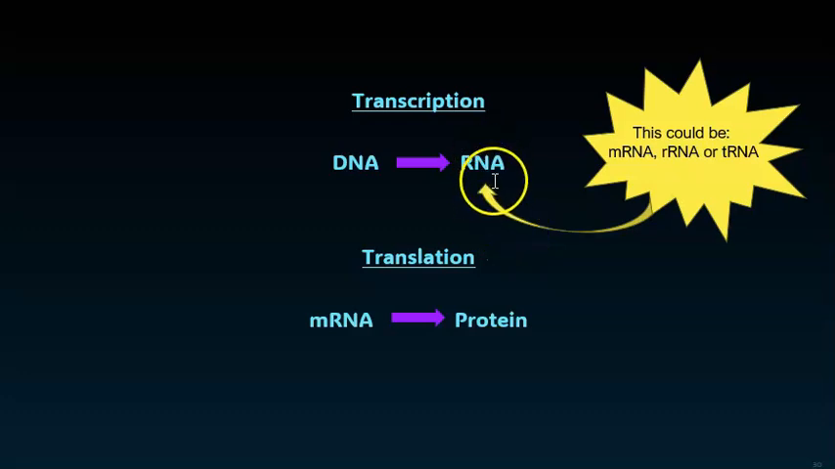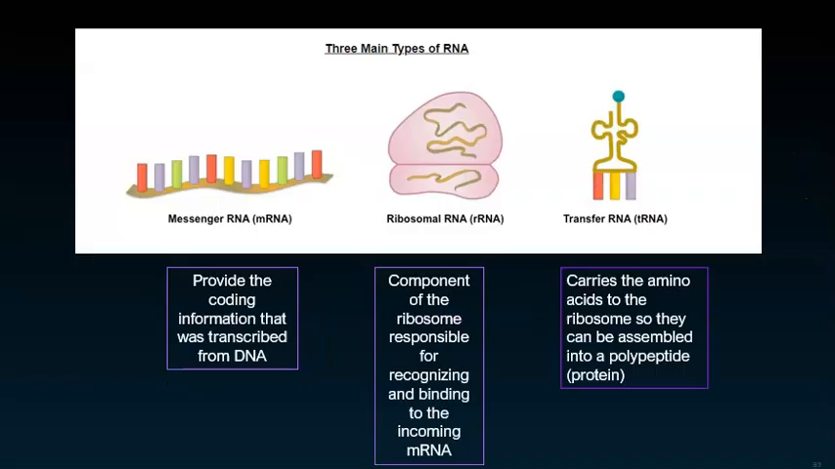Also, when we're making our RNA, there are many different types of RNA, but the main ones that we're going to be using in transcription and translation are mRNA, rRNA, and tRNA. Any one of those could be the RNAs that are made to be used in translation. mRNA is our messenger RNA, and it provides the coding information that was transcribed. This is the actual copy of our DNA information.